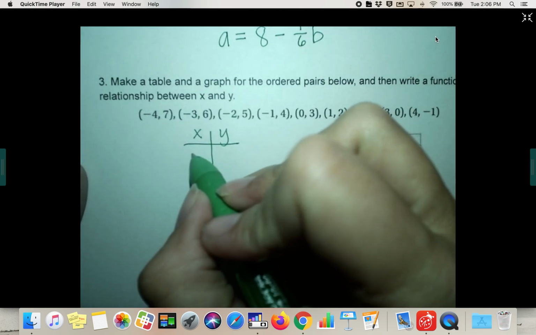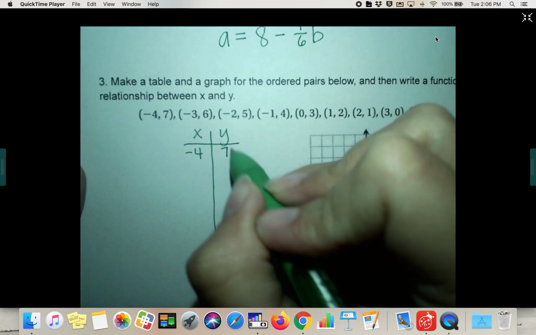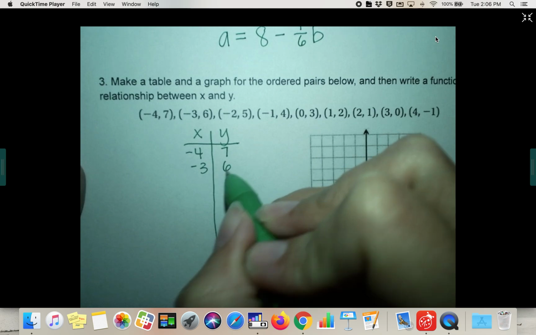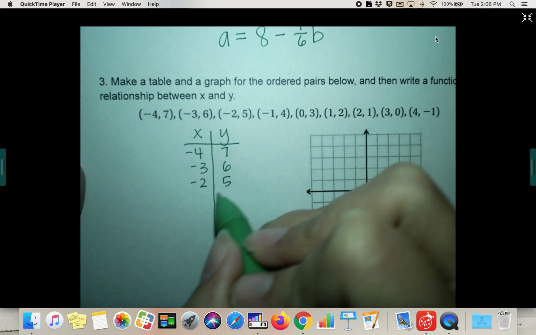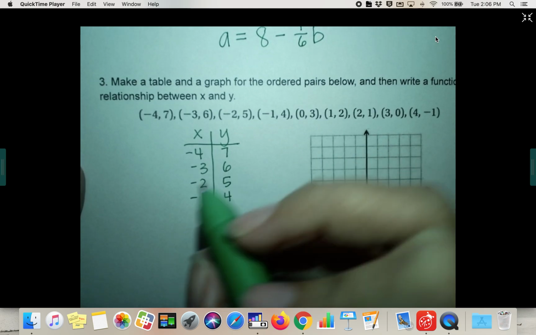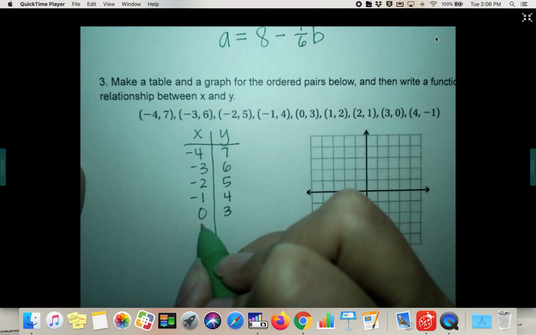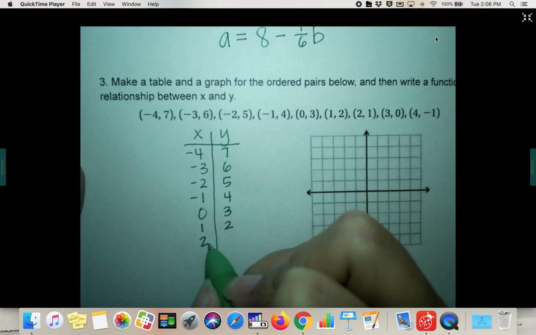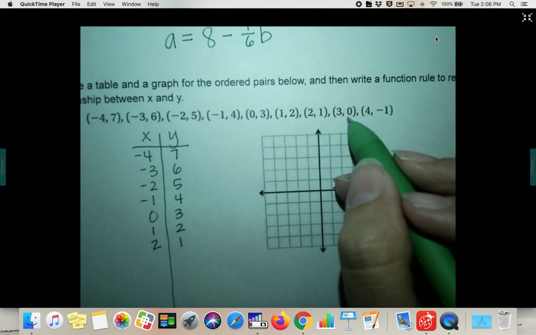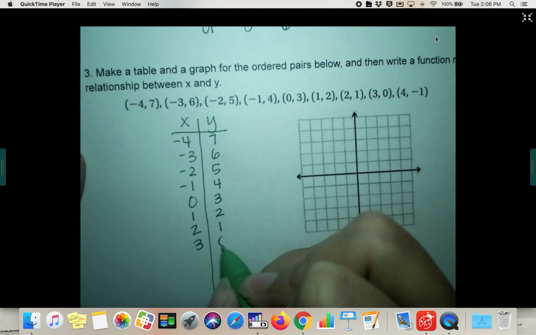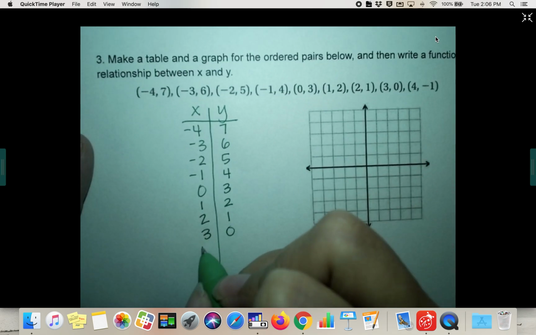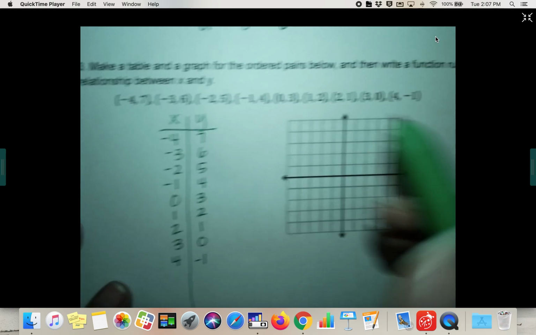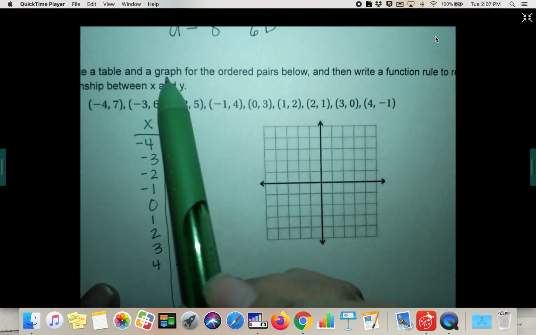-4, 7. -4 is our x, 7 is our y. -3, 6. -2, 5. -1, 4. 0, 3. 1, 2. 2, 1. Man, these go on and on forever. 3, 0. And then 4, -1. Okay. Then it says graph it now.